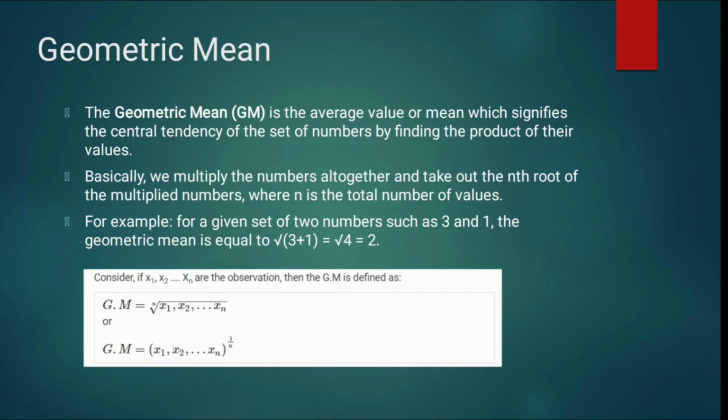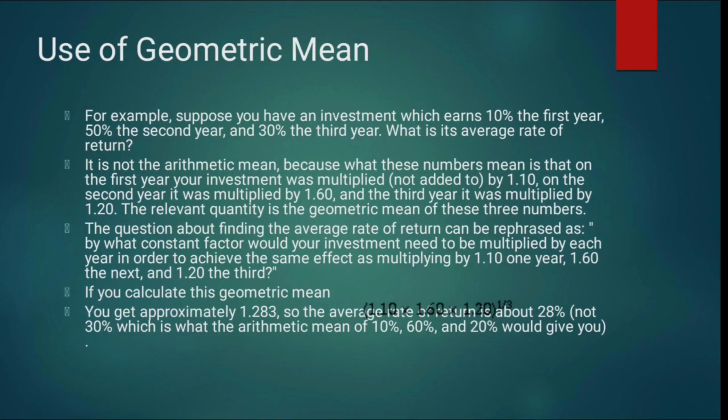The geometric mean is the average value or mean which signifies the central tendency of a set of numbers by finding the product of their values. Basically, we multiply all the numbers together and take the nth root of the multiplied numbers, where n is the total number of values.